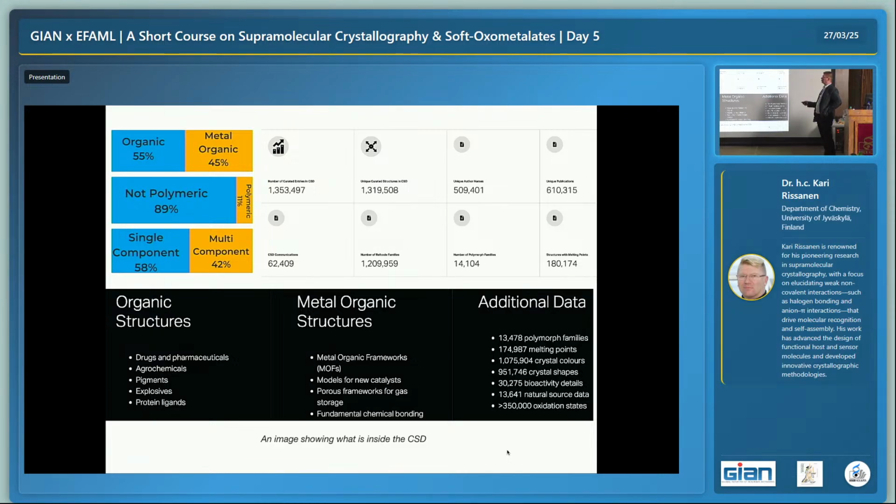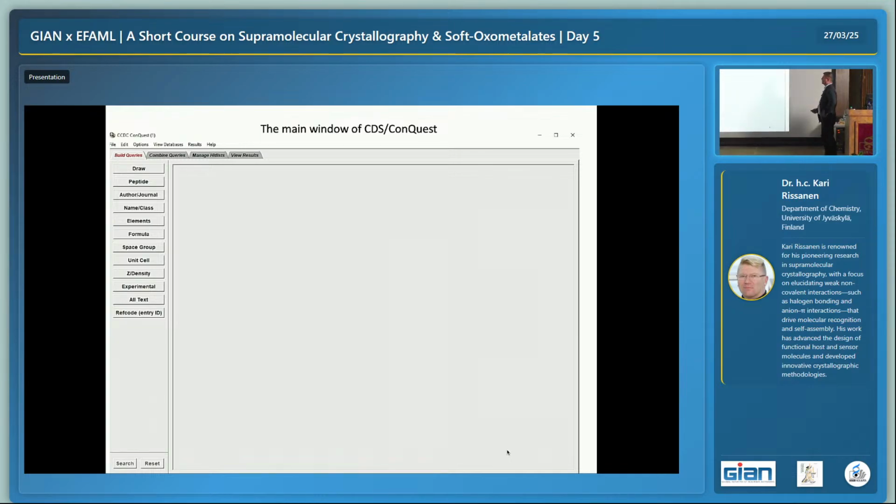There are organic, metal organic, non-polymeric, single component, multi-component structures. This number is now 1.35 million structures. And I will show you briefly, and maybe, if I have time enough, demonstrate that also. So this is how it works.